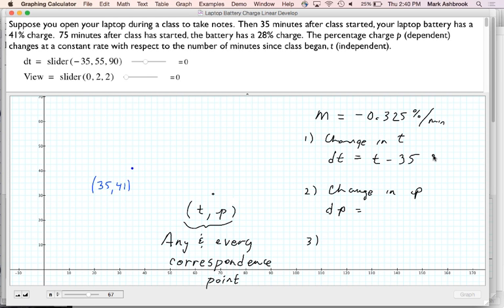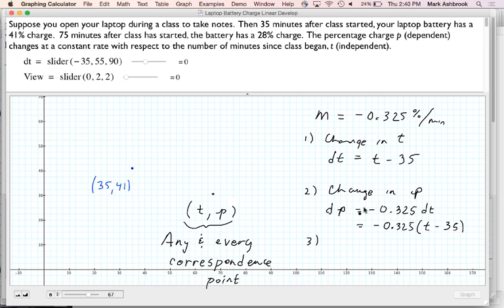So what's the change in p? Okay, m times, which is? Well, we know what that change in t is. We wrote it in step 1. Okay, and we'll just leave it like that. So that whole expression given any time will give us the change in percent from 35, right? The change in percent from 35 minutes into class. That's what that will give us.